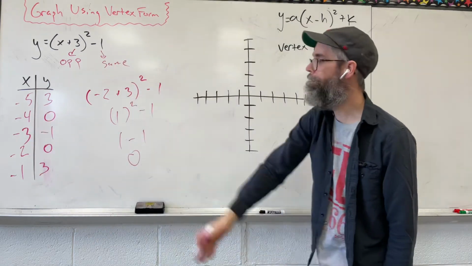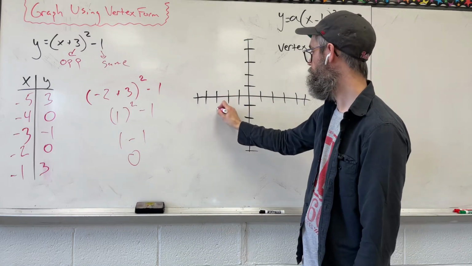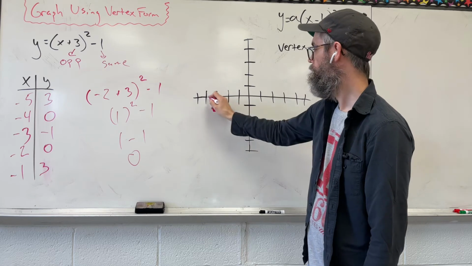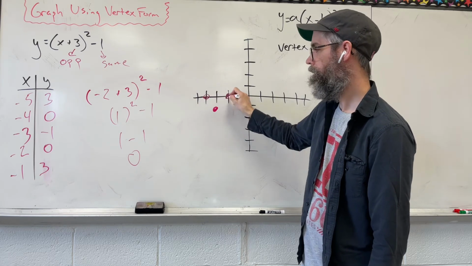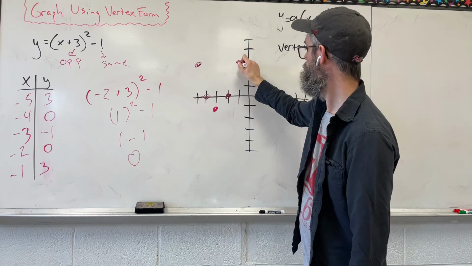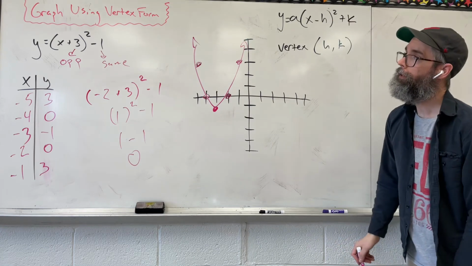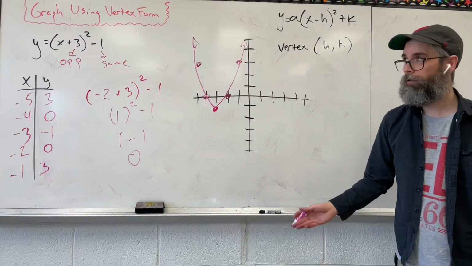Let's take all 5 of those now and put them on here. So back 3 starting in the middle, down 1, 4, 0, negative 2, 0. And there you go. And that's graphing a quadratic using vertex form.